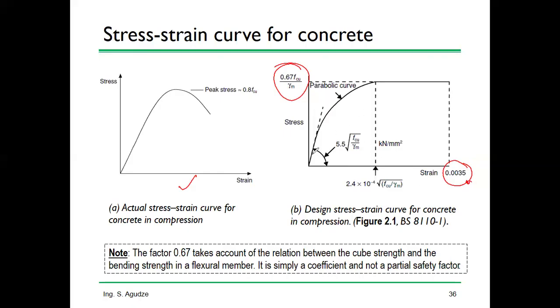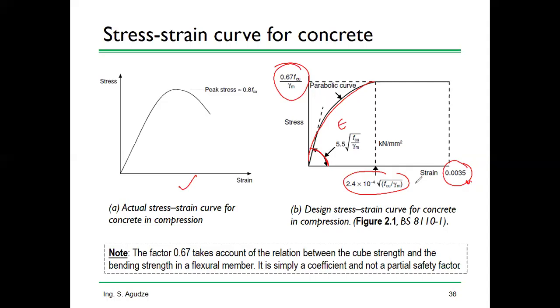And then you see that this is a parabola. From here to here is a parabola. So the strain at the end of the parabola is this value, right? And what you see here is the modulus of elasticity, E. So this means that for E for concrete you can use the formula 5.5 root FCU over gamma M to calculate the Young's modulus for concrete. And that's what the code is giving. And this one is figure 2.1 from the code. Is that okay?